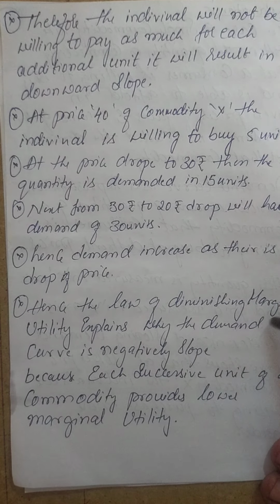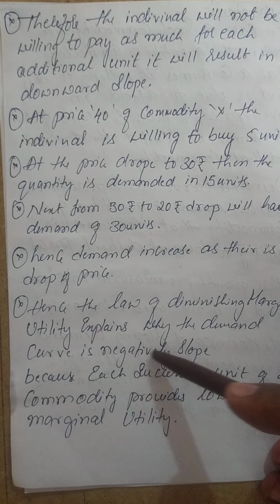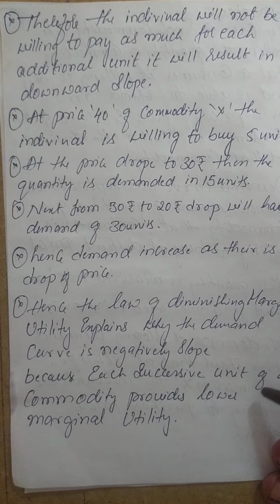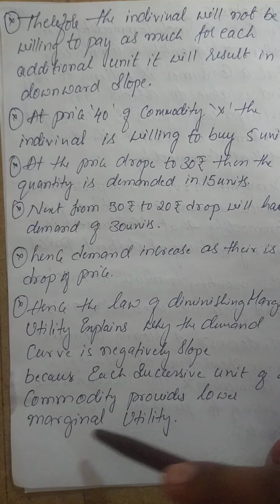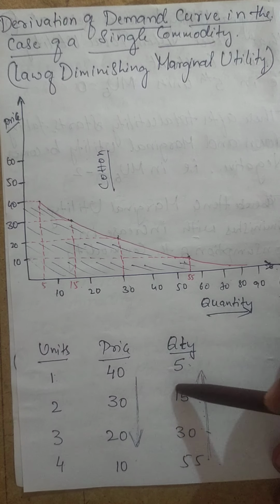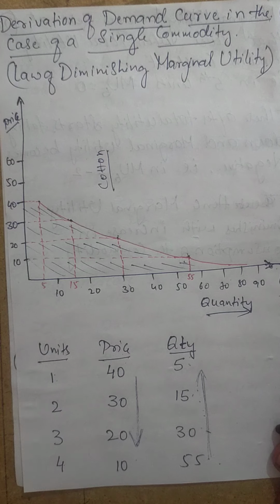So the law of diminishing marginal utility explains why the curve is negatively sloped, because each successive unit of the commodity provides lower marginal utility. See, each successive unit, whichever unit you are going to have, gives lower utility.